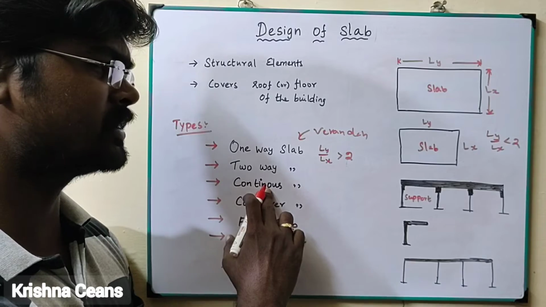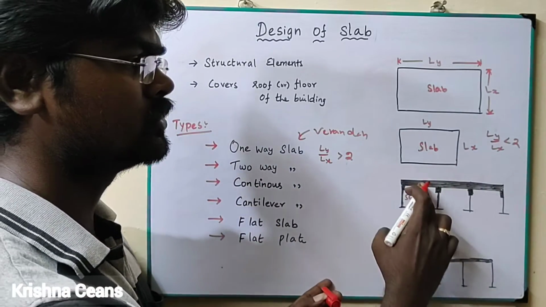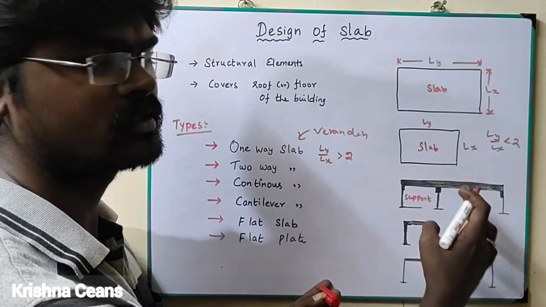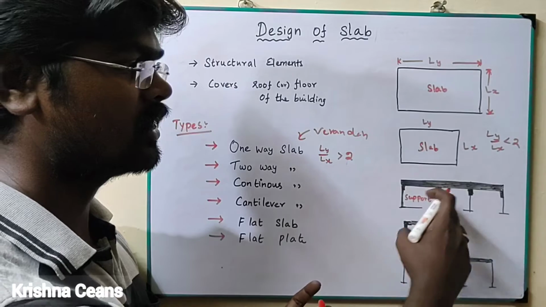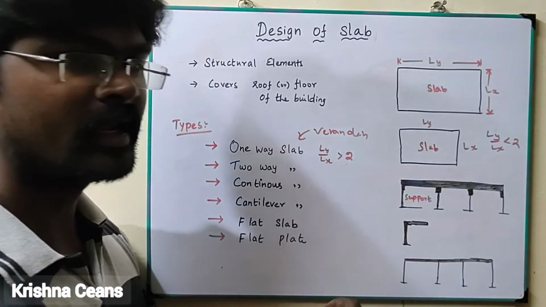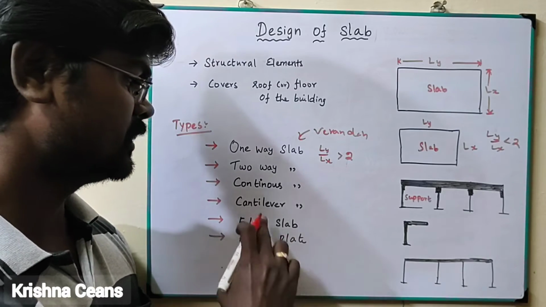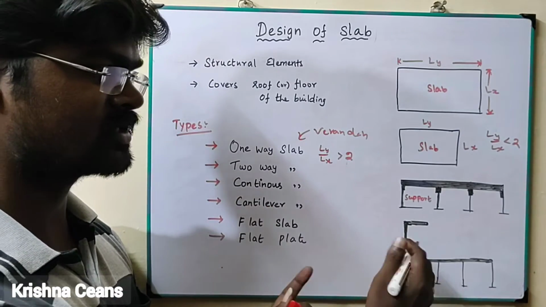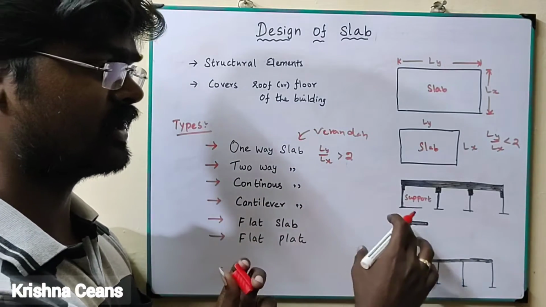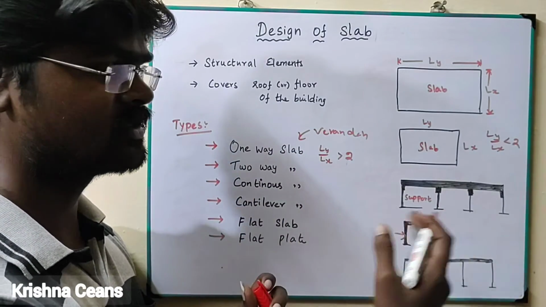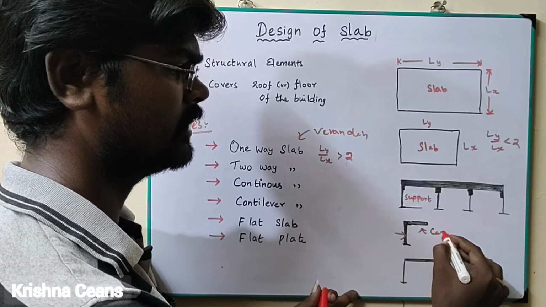Then a continuous slab has more than one support. The support is more than one, so 2, 3, 4 supports are there along with the beam, and we call it a continuous slab. Then a cantilever slab has a support on only one portion, while in the other direction it is free. That is the cantilever.